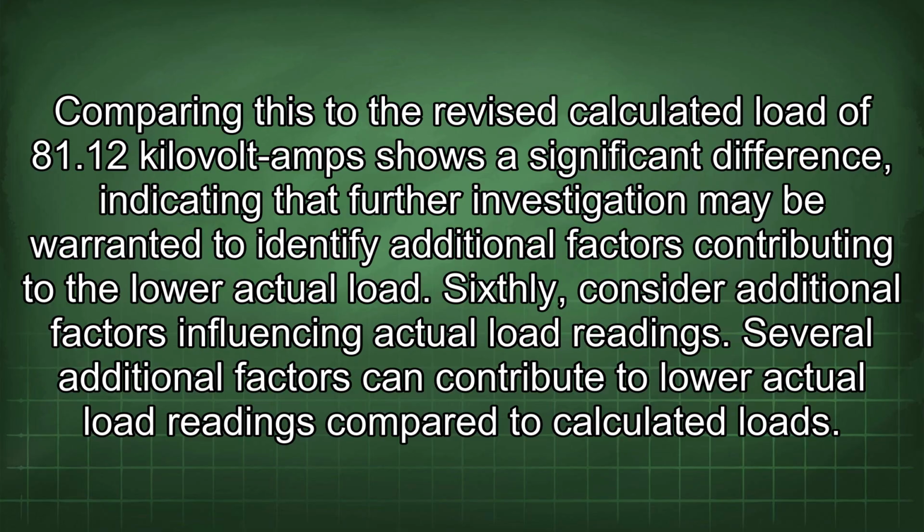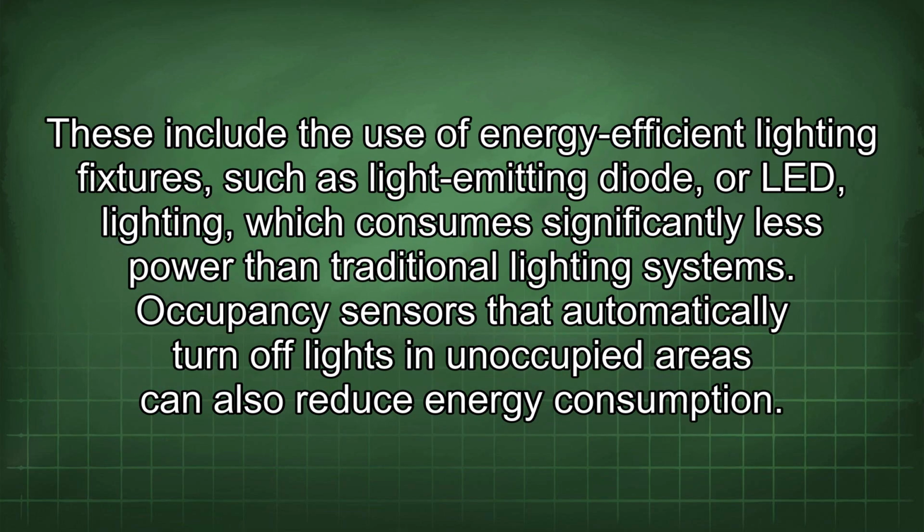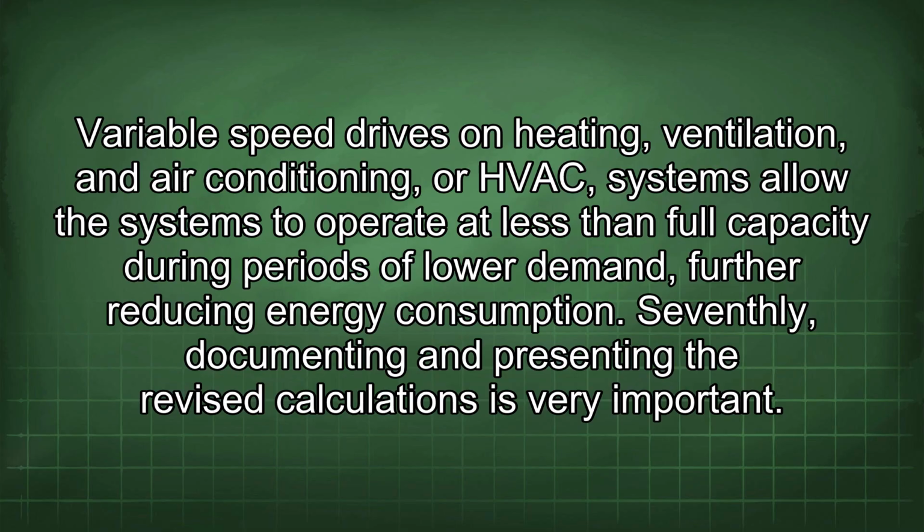Sixthly, consider additional factors influencing actual load readings. Several additional factors can contribute to lower actual load readings compared to calculated loads. These include the use of energy-efficient lighting fixtures such as light-emitting diode or LED lighting, which consumes significantly less power than traditional lighting systems. Occupancy sensors that automatically turn off lights in unoccupied areas can also reduce energy consumption. Variable speed drives on heating, ventilation, and air conditioning, or HVAC, systems allow the systems to operate at less than full capacity during periods of low demand, further reducing energy consumption.